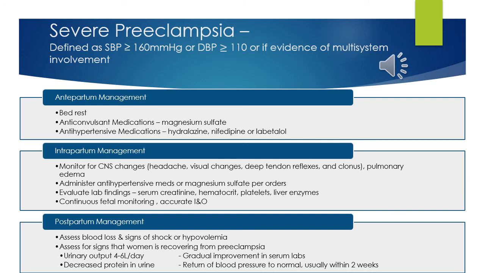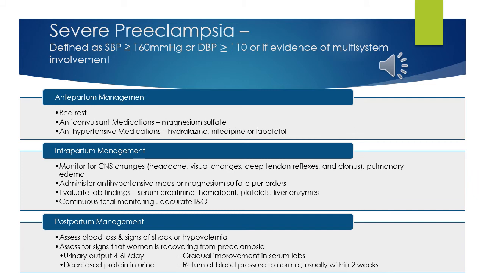The goal of bed rest is to minimize external stimuli, like lights and noises, that could potentially precipitate a seizure. Some women will be given an anticonvulsant medication. The drug of choice in pregnancy is magnesium sulfate, which we'll talk a little bit more on the next slide.